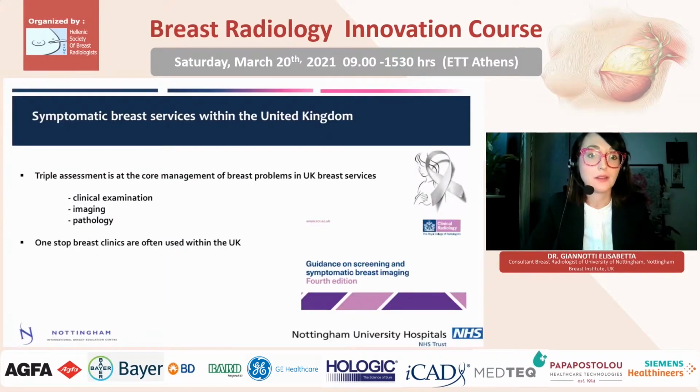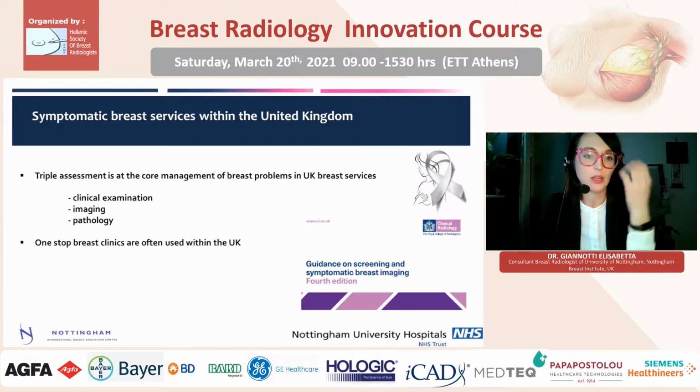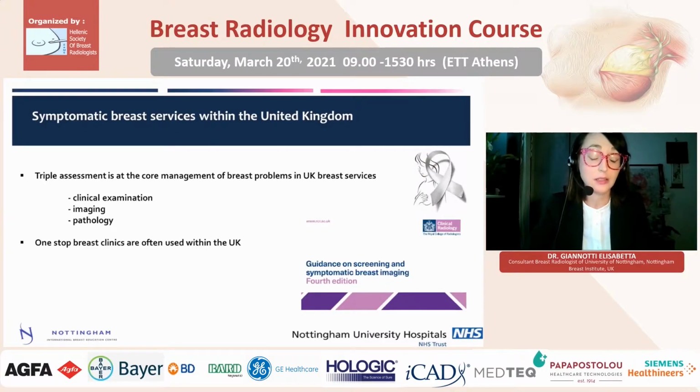So what about the symptomatic breast service in the United Kingdom? I thought just to give a little introduction because I suspect it's a little bit different than in Athens and in Greece. So basically in the UK, if a lady feels a lump, she will go to her GP, and then she will be referred to a one-stop clinic, to the symptomatic service in the hospital, within 2 weeks. If it doesn't happen within 2 weeks, the hospital will be fined.